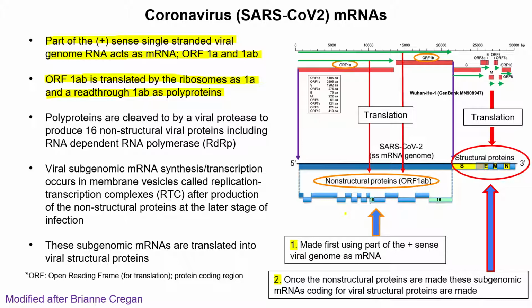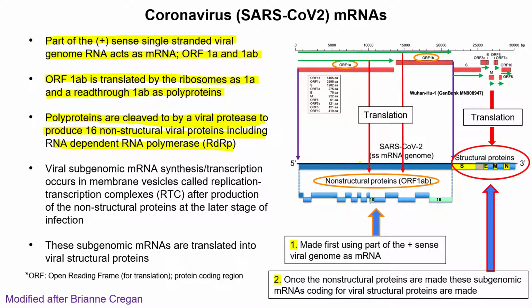There are some specific proteins related to membrane curvature. But just understand the take-home message: the polyproteins are cleaved by a viral protease to produce 16 non-structural proteins, including the RNA-dependent RNA polymerase. This is the first part that is done.